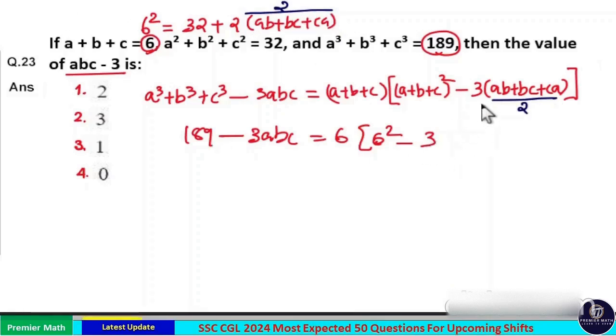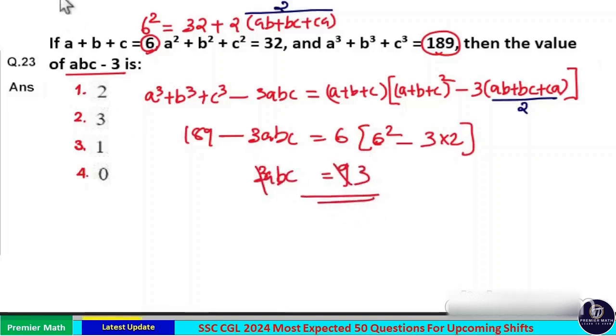Then 3 into 2 is 6. So 36 minus 6 is equal to 30. 30 into 6 is 180. 189 minus 180 is equal to 9. So 3abc is equal to 9 means abc is equal to 3 here. So put the value of abc as 3. Then this will become 3 minus 3, 0.